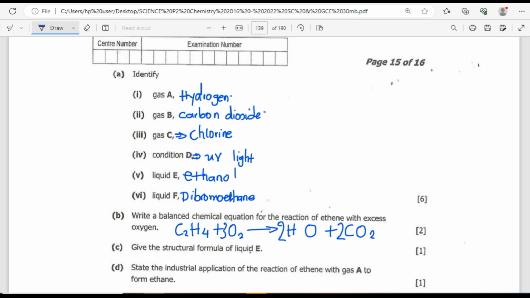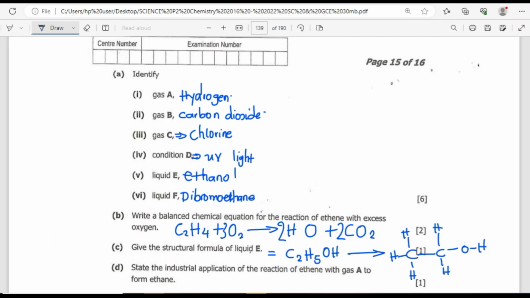Give the structural formula of liquid E. So liquid E is ethanol. First we'll begin with the chemical formula, C2H5OH. Then the displayed structural formula is this. Under alcohol, remember to put the single bonds between carbon atoms, then plus the OH here.